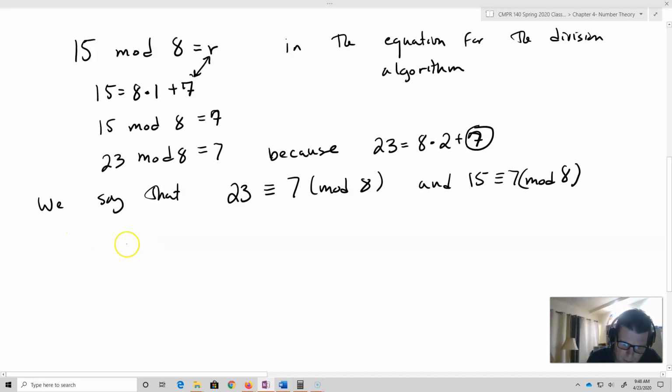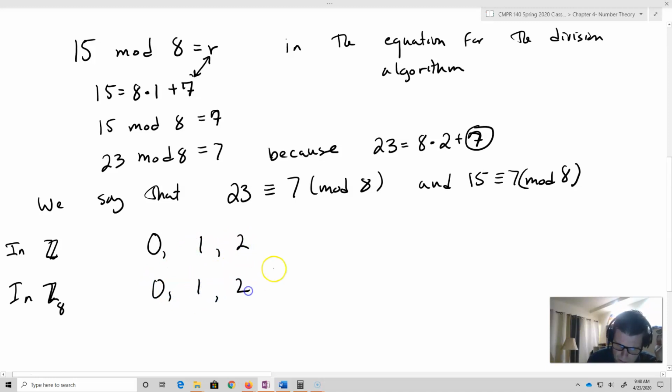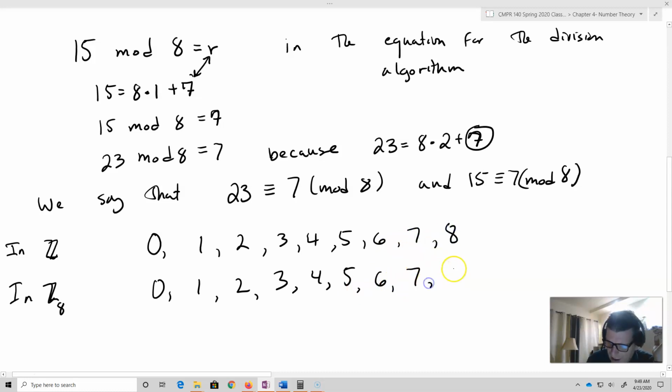So let's say, for example, we'll start at 0. We've got 0, and 0 mod 8. This one is in the integers, in Z, and then this one here is going to be in Z8. Z8 is just where all we're doing is counting by eights. So 0 is 0 in Z8. 1 is 1. 2 is 2. 3 is 3. 4 is 4. 5 is 5. 6 is 6. 7 is 7. 8 is now actually 0.